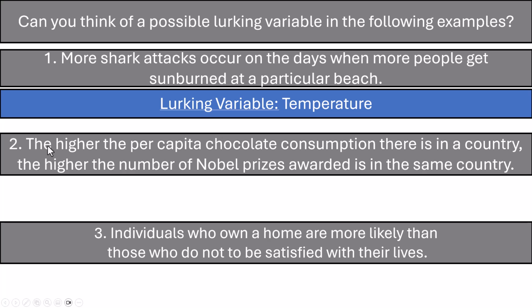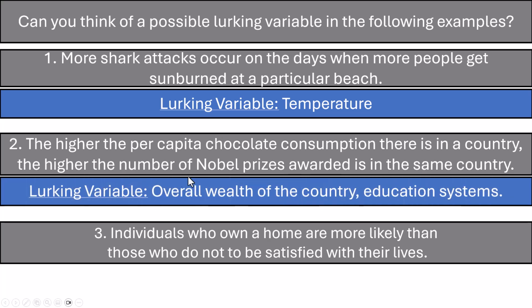And number 2, it says the higher the per capita chocolate consumption there is in a country, the higher the number of Nobel prizes awarded in the same country. So is it just the case that we should just force-feed as many people chocolate and we're just going to be winning more Nobel prizes? Well, probably not. There's probably some other variable that's going on here.